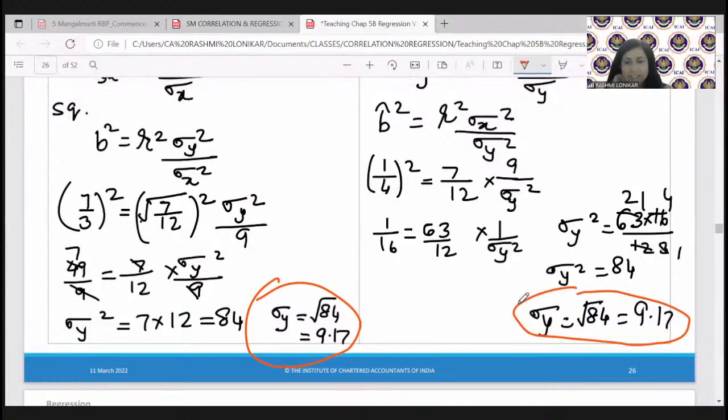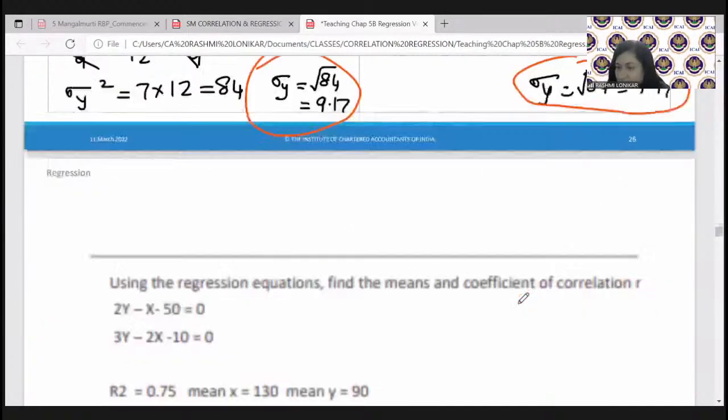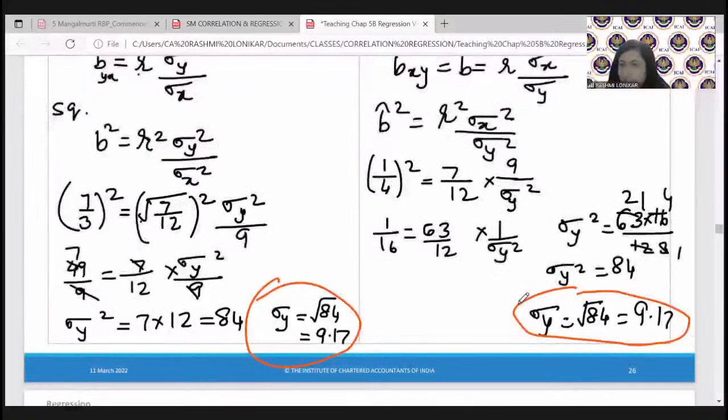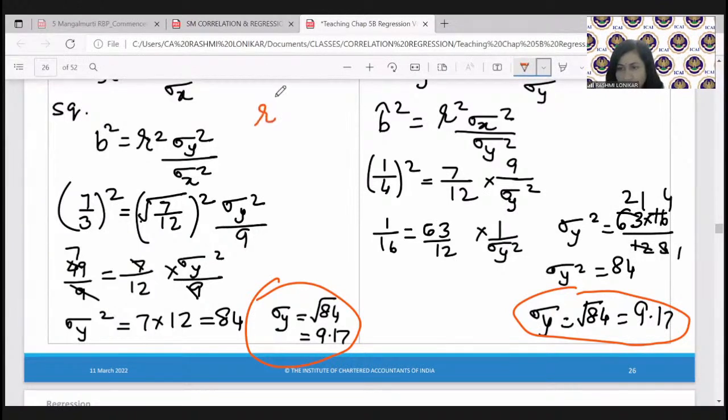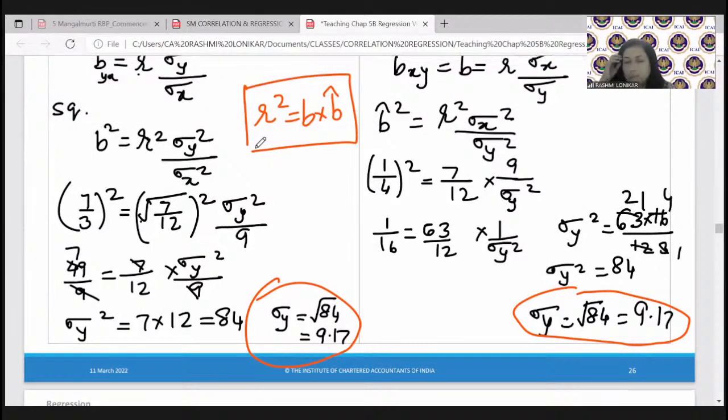Understand? Yes? So, these are the types of sums where you can find this very easily. X bar is given, Y bar is given, variance is given, then equations are given. You just have to find out which is Y on X and which is X on Y. How do you do that? You have to always remember the prime condition. Prime condition is this. R square is equal to B into B cap. If you remember this, all your problems will be solved.